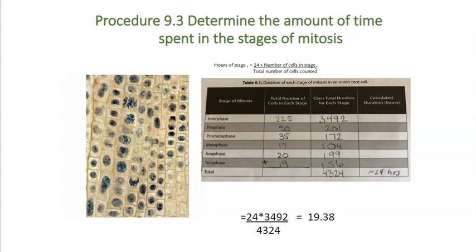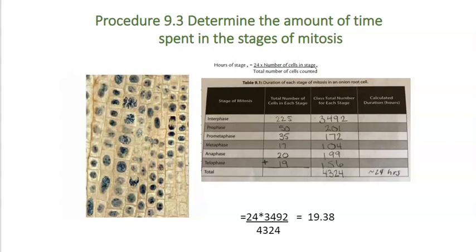A normal animal or plant cell typically takes 24 hours on average to go through the entire cell cycle. But one of the questions that we often get asked is, well, how much time do cells spend in each of the individual stages? So how much time does the cell spend in interphase or prophase or prometaphase, metaphase, anaphase, telophase? We can actually figure this out.